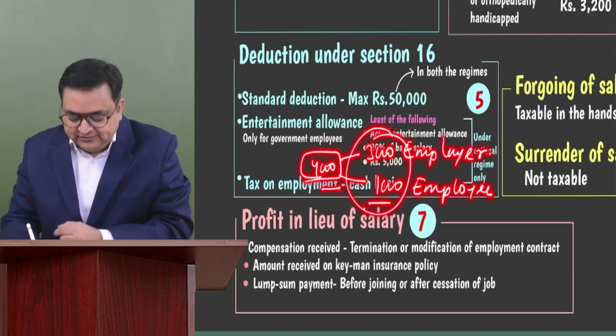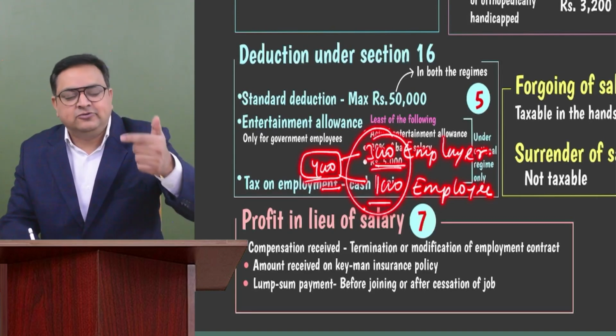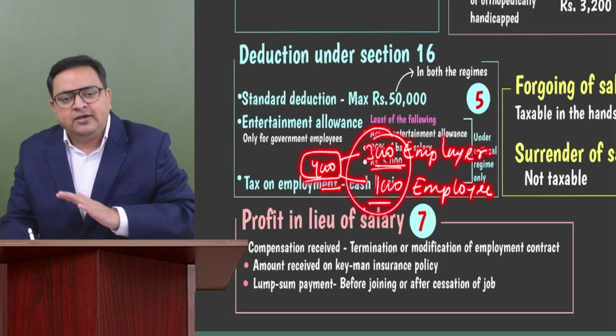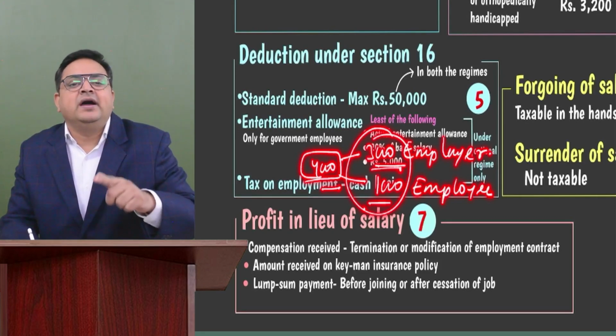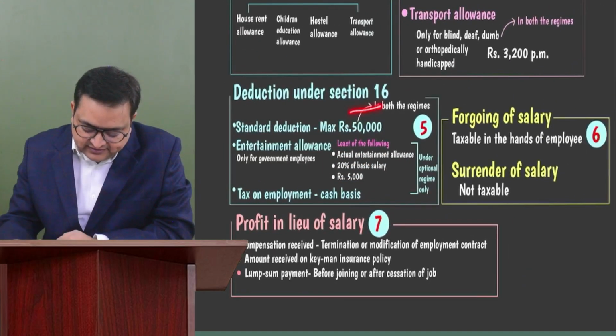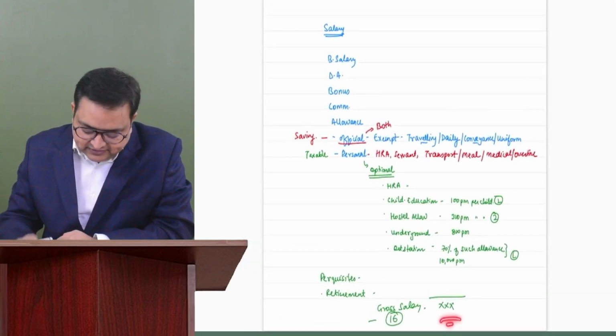But since 3,000 is paid by the employer, it will first become your perquisite. So it will first become part of your gross salary, and then you can give the deduction. This deduction is only under the optional regime, I'm again repeating. Got it? So these are the deductions under section 16. Then you will get your salary income.